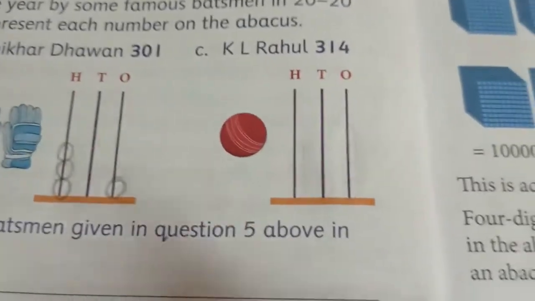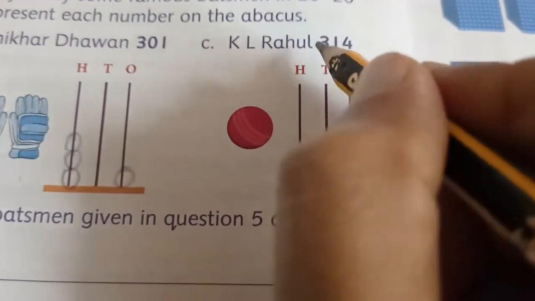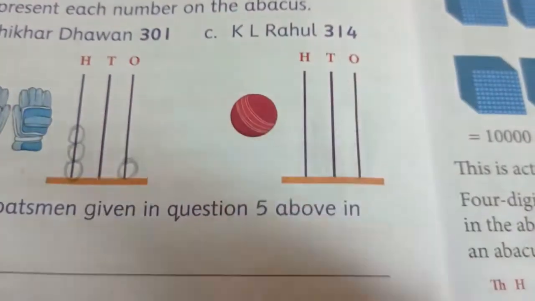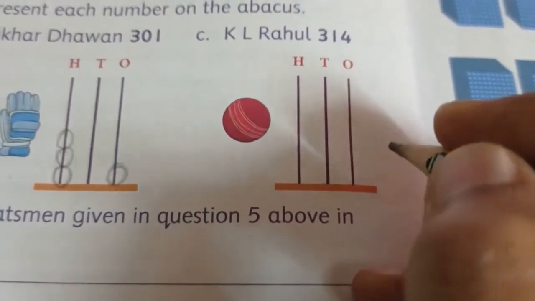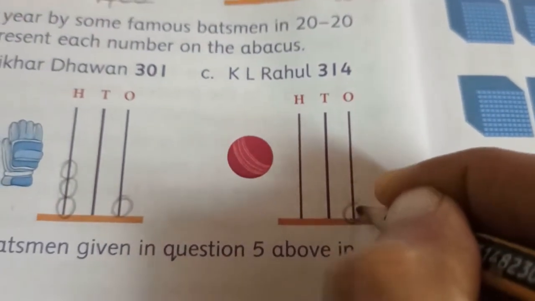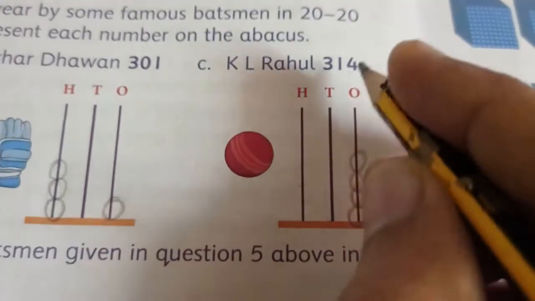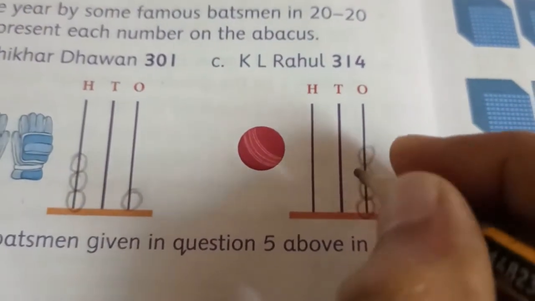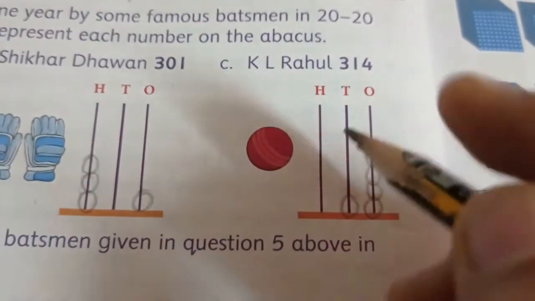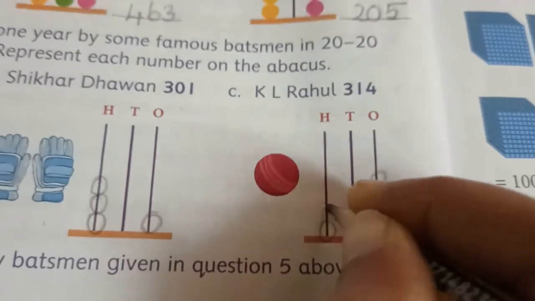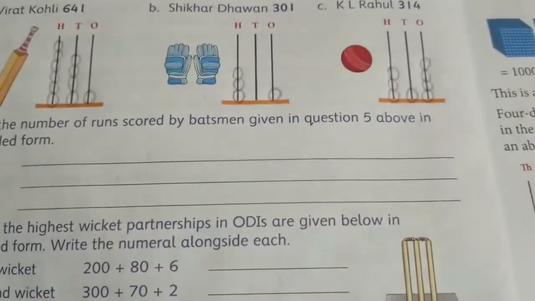Now next, move on to KL Rahul's runs, that is 314. According to their place value, you have to mark the beads. In the ones place, you have to draw 4 beads. 1, 2, 3 and 4. In the tens place, you have to draw 1 bead. And in the hundreds place, you have to draw 3 beads. Now children, please copy this in your notebook.